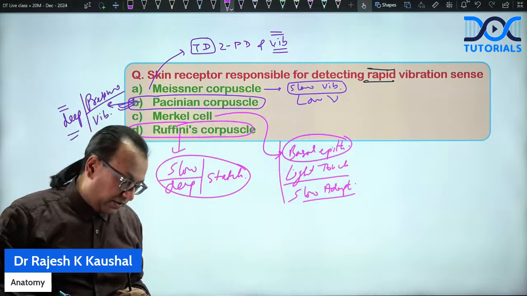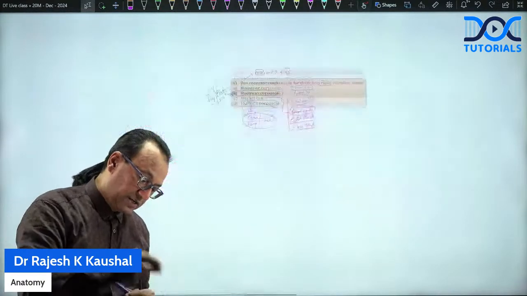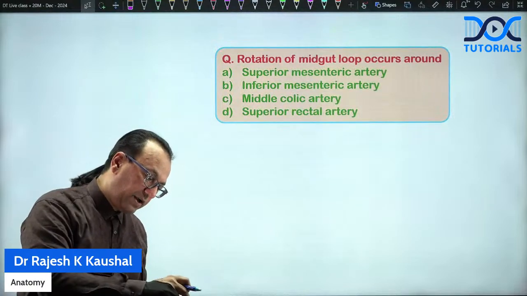So Joy, you have given the answer B. That is perfectly fine. Let us move on to the next question. Next question, as you see, is asking for the rotation of the midgut.